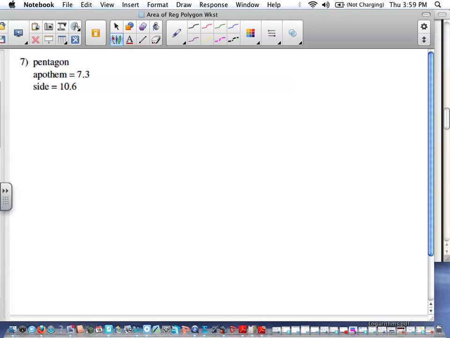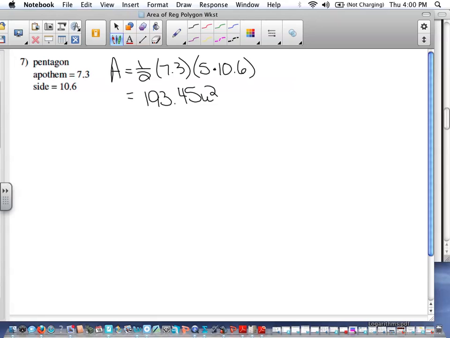Number 7 says you have a regular pentagon with an apothem of 7.3 and a side of 10.6. So the area is equal to 1/2 the apothem, 7.3, times the perimeter. The perimeter would be the number of sides, 5, times the length of a side, 10.6. That should give you an area of approximately 193.45 units squared.